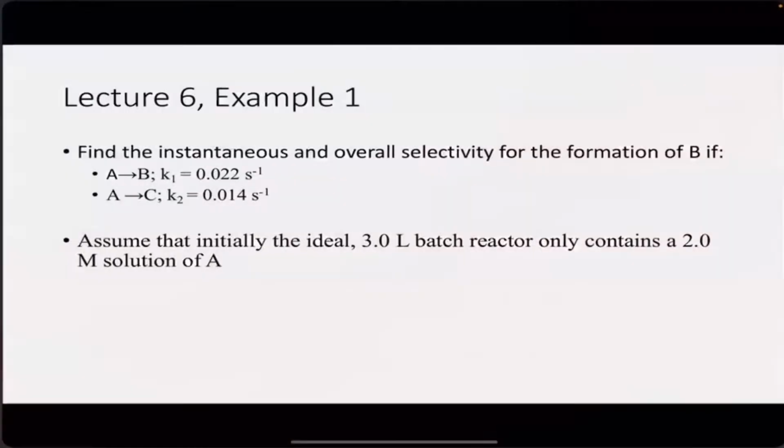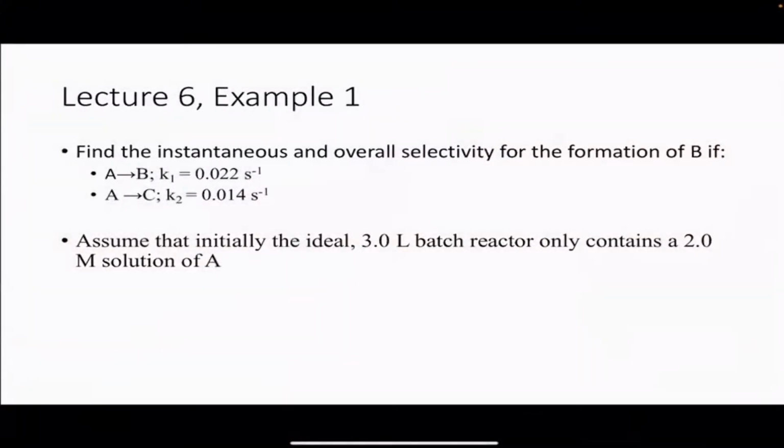And our first example problem is essentially this problem: to calculate the instantaneous and overall selectivity for the formation of B if A goes to B, and B is the desired product, and A goes to C, and we have these two reaction rate constants. We can assume that initially we have an ideal 3-liter batch reactor that only contains a 2 molar solution of A, and the concentration of B and C at the beginning are equal to 0.